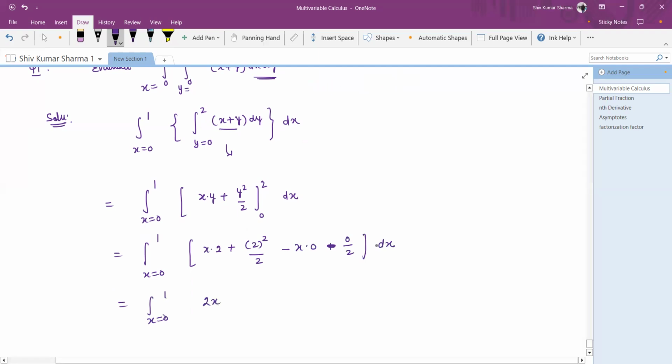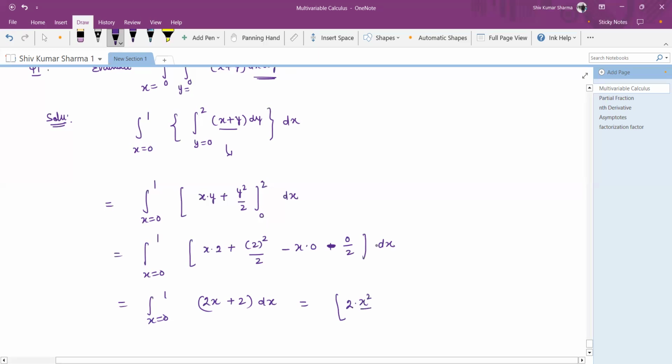So the first term is 2x, plus 2 square is 4, 4 upon 2 gives us plus 2. The other term is 0. So we write down dx. Now we have the function in terms of x purely, so we integrate with respect to x. When we integrate this with respect to x, the 2 into x.